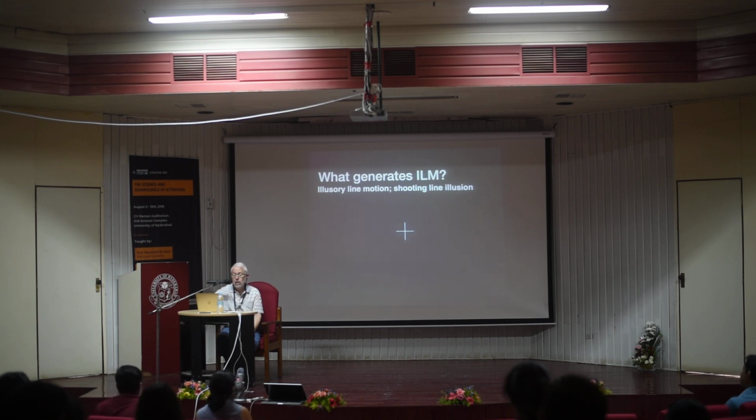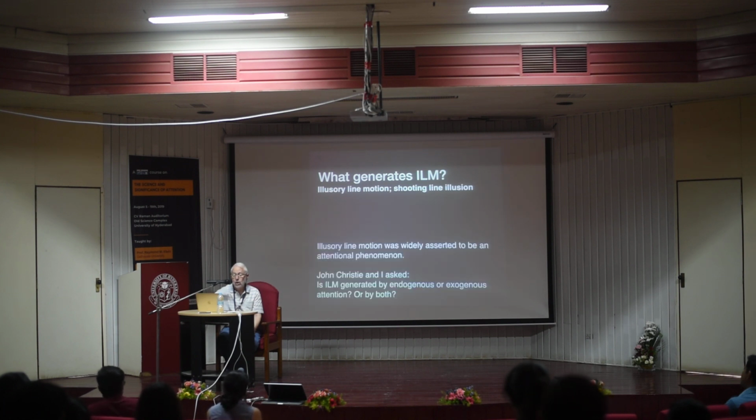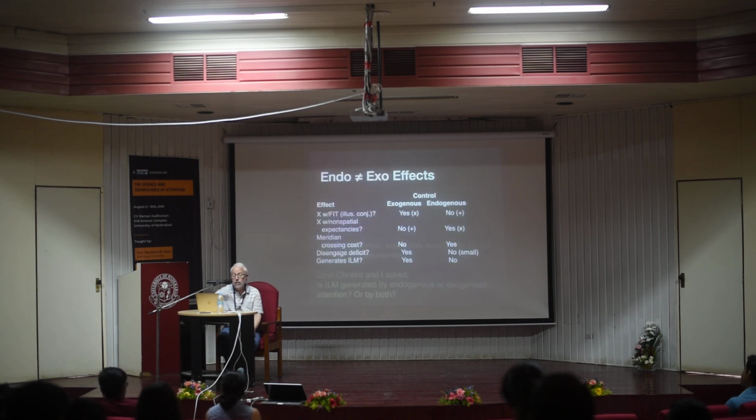Not just that there was a stimulus on the screen, but that your attention was focused on it. So with John Christie, I decided to find out whether illusory line motion, is what we call this phenomenon, is generated by endogenous or exogenous attention, or by both. And what we found was, no, you need a cue, you need the stimulus in the periphery. If you don't have a stimulus in the periphery, you don't get illusory line motion.